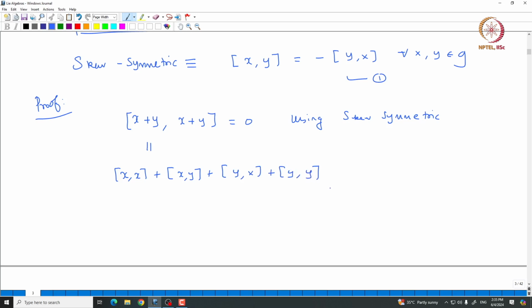But using the skew symmetric, we know that this element is 0 and this element is 0. So, that means this element being 0 implies this identity 1. So, this implies the bracket xy is equal to the bracket minus yx. So, 1 is proved.